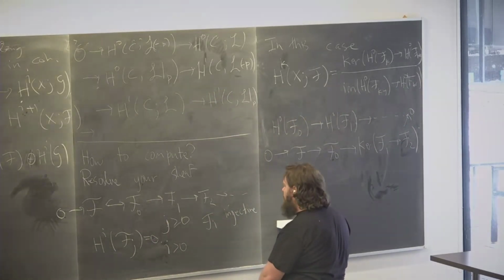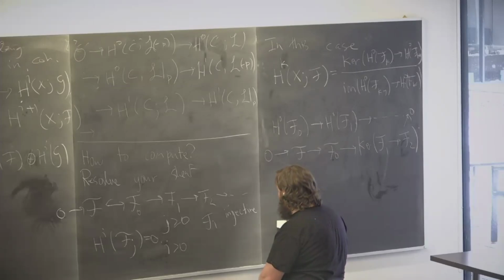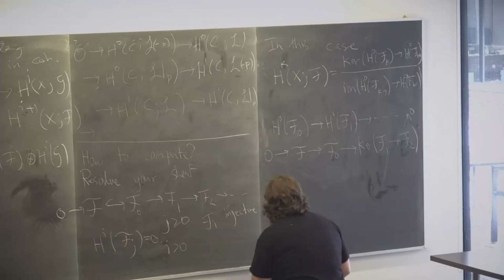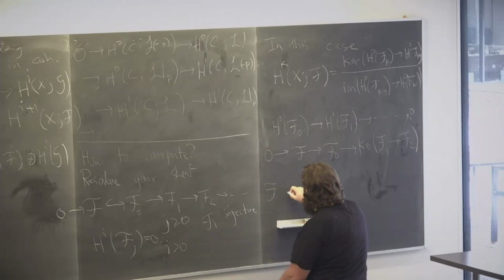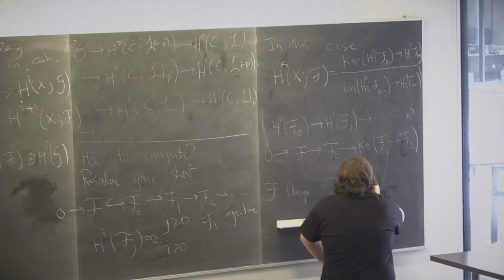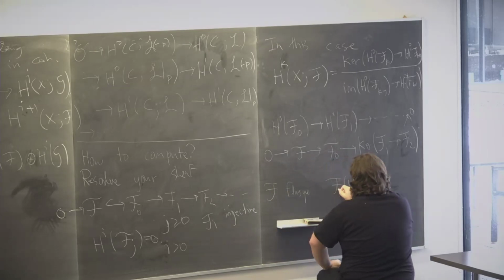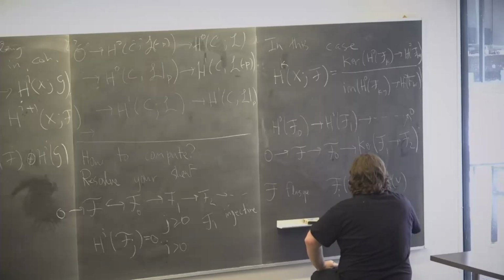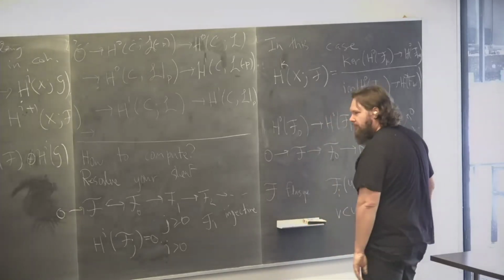Another useful property, and there are a horrible number of multiplicities of names for things, so I hope I'm remembering this one right. I don't think I wrote it down in my notes. Another possibility is that this guy is what's called flask, which means that whenever I have the restriction map from F(U) to F(V) for V contained in U, this is always surjective.